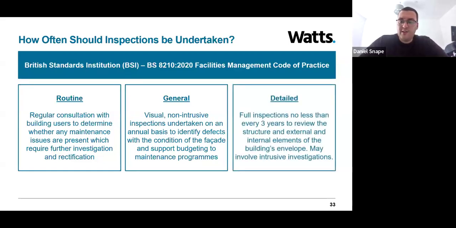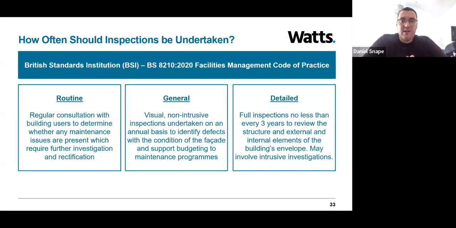And then finally, detailed inspections. These should be undertaken no less than once every 3 years. They should be undertaken by specialist people who are experienced in assessing the facade in question. Under more detailed inspections, more intrusive works may be required. This could involve removing a rain screen cladding panel, for example, to assess the non-visual elements of the facade, such as the support structure and the fire stopping.